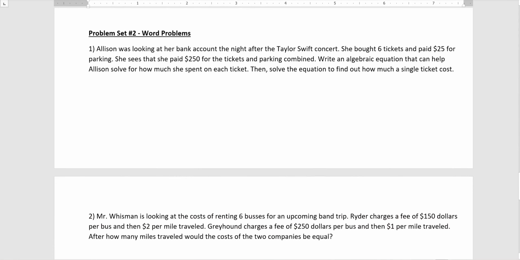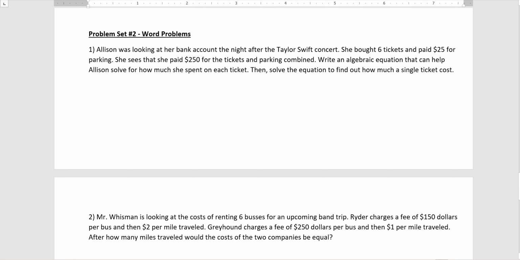So looking at our word problems here, Allison was looking at her bank account the night before the T-Swift concert, of course. She bought 6 tickets and paid $25 for parking. She sees she paid $250 for the tickets and parking combined. Write an algebraic equation that can help Allison solve for how much she spent on each ticket, then solve the equation to find out how much a single ticket cost.